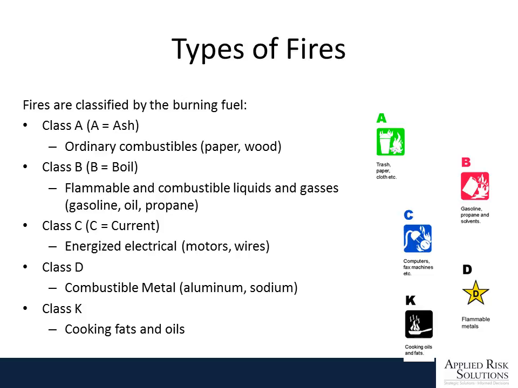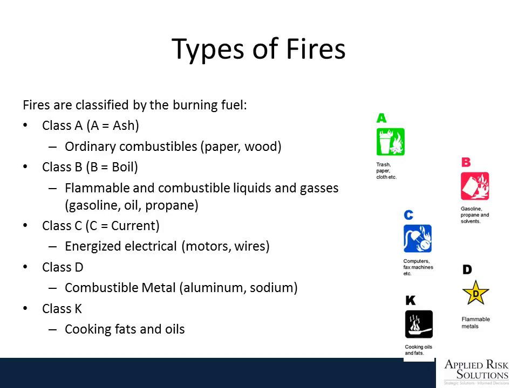There are lots of different types of fires and lots of different types of fire extinguishers designed to fight fires. The Class A fire extinguisher is for ordinary combustibles, things like wood, paper. The Class B fire extinguisher is designed to be used for flammable and combustible liquids and gases, things like gasoline, oil, propane.